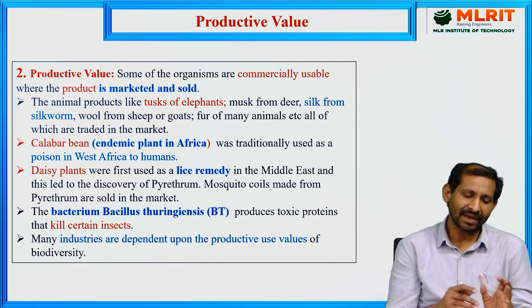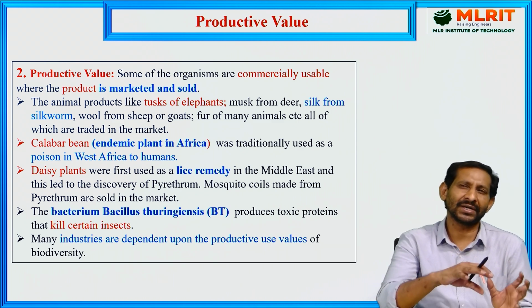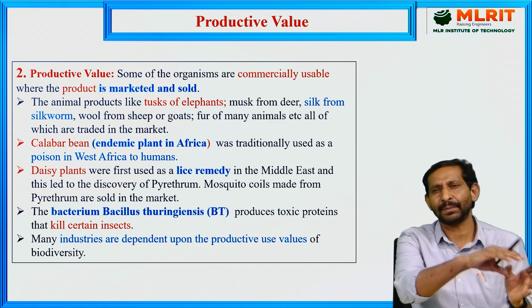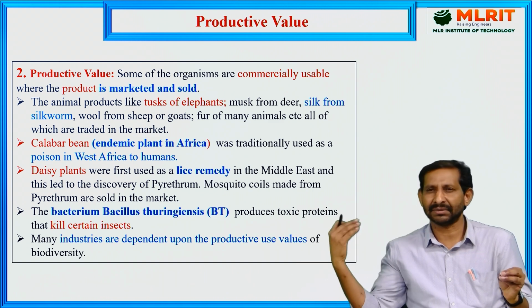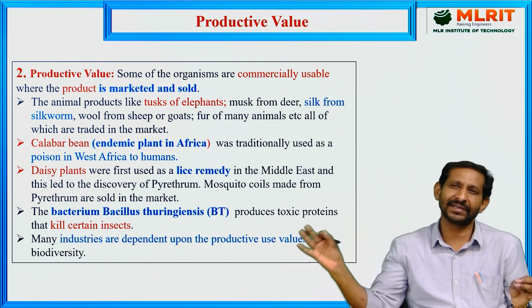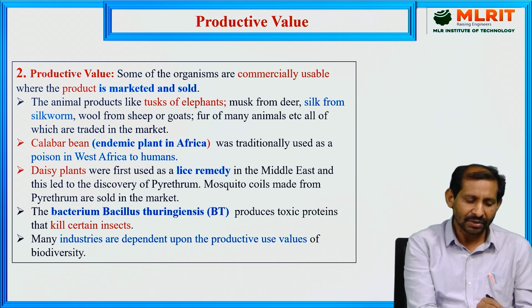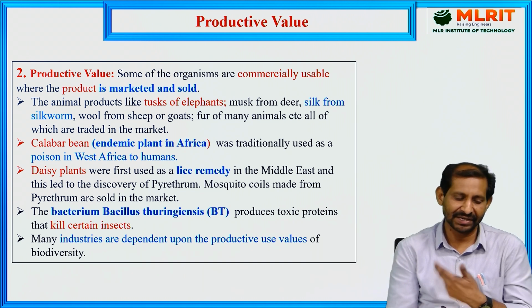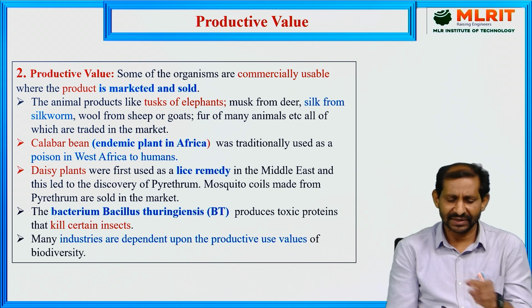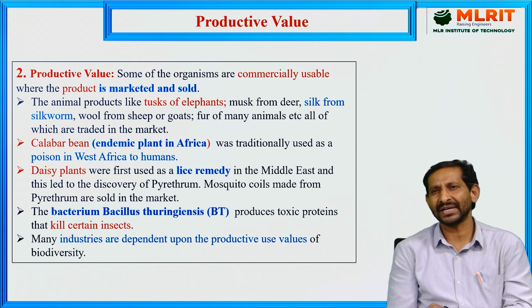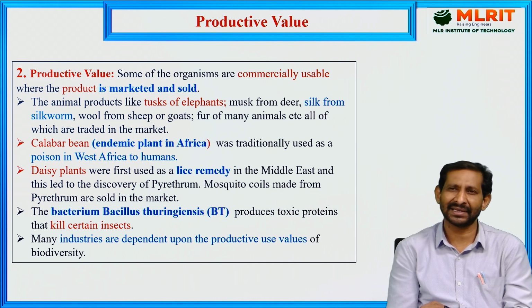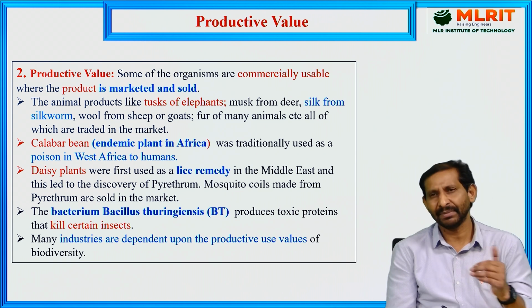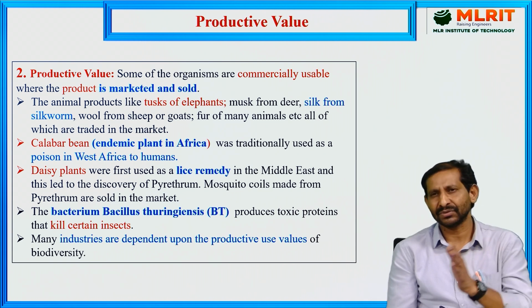Here is the productive use: the product comes from that plant and is sold for different purposes. One of the daisy plants is also used as a remedy in the Middle East. For pyrethrum, we already know mosquito coils mainly contain this chemical, pyrethrum, and it is sold in the market.